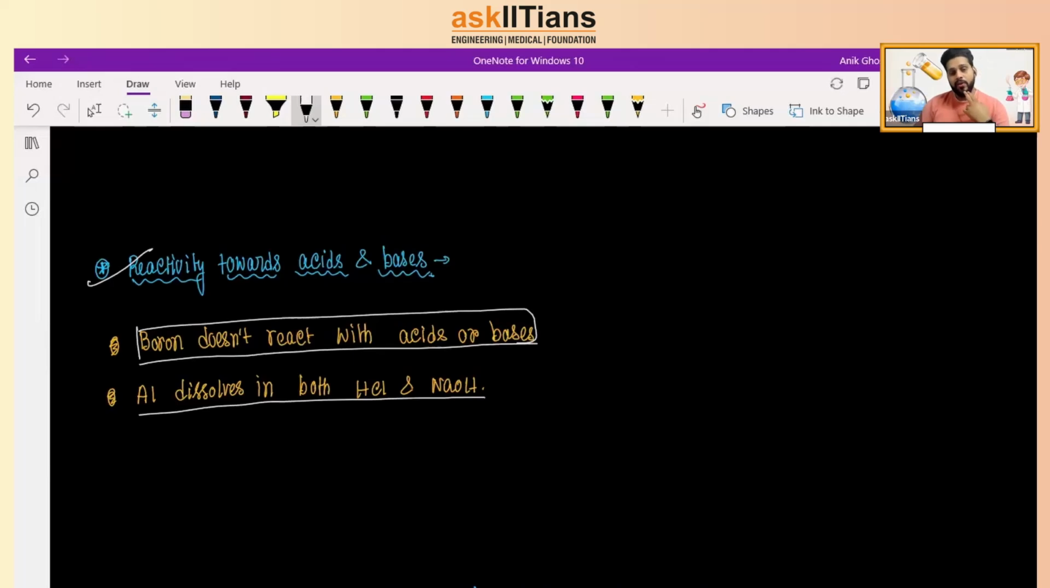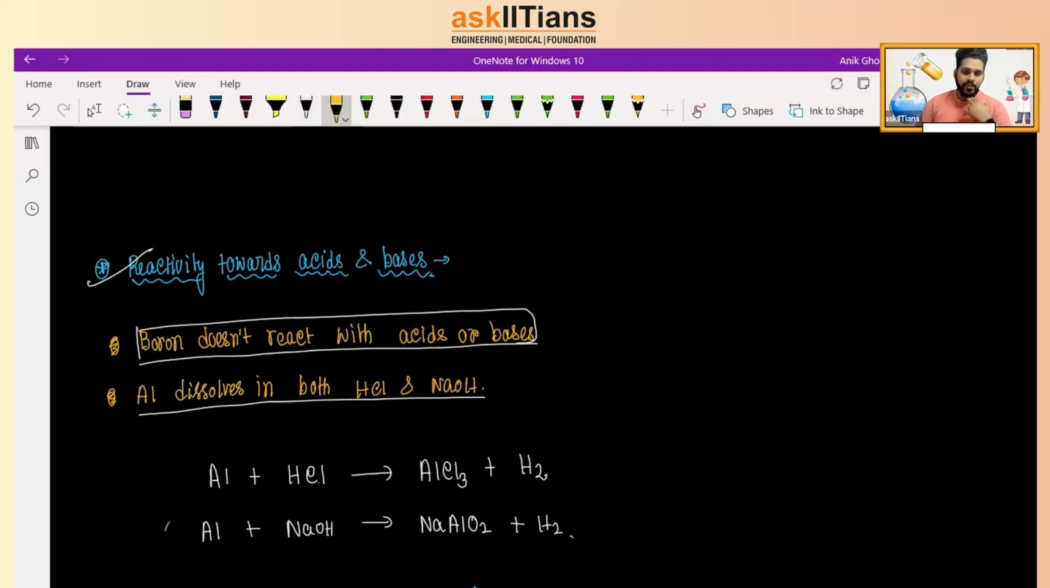More than boron. If I talk about aluminium, when you react it with HCl, it forms AlCl3 and hydrogen, yes? But when you react this aluminium with bases, it forms NaAlO2 plus hydrogen gas. Very, very special reaction. What is the name of this compound, guys? Sodium aluminate.